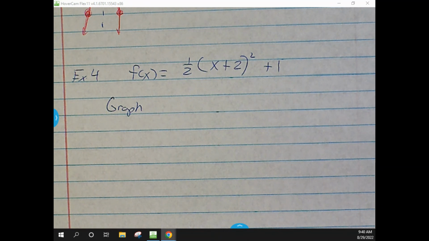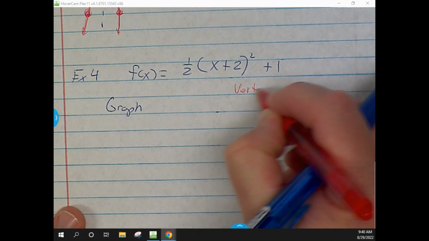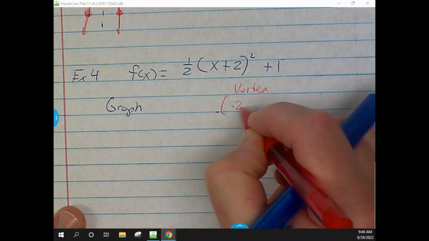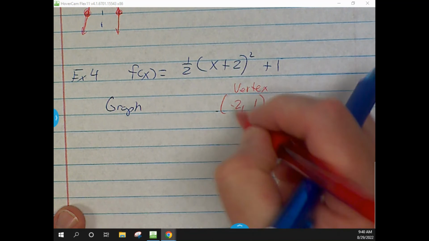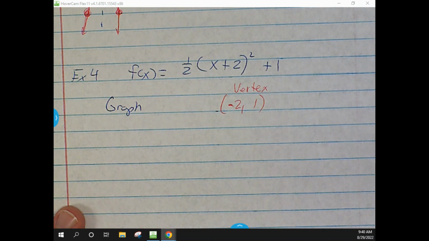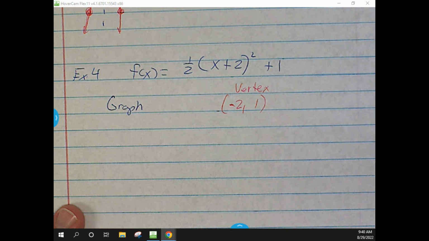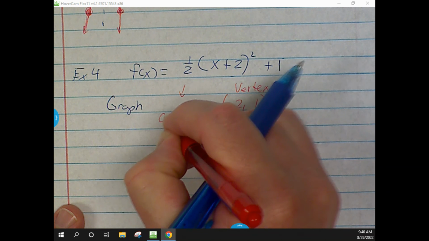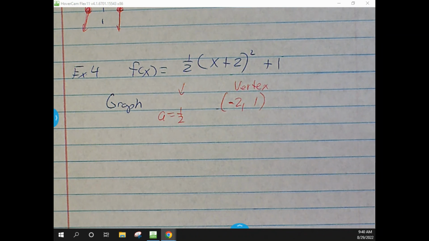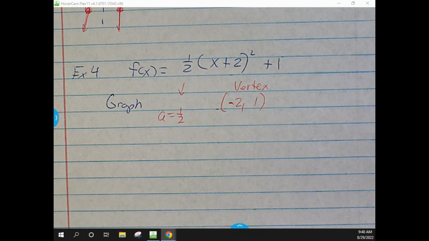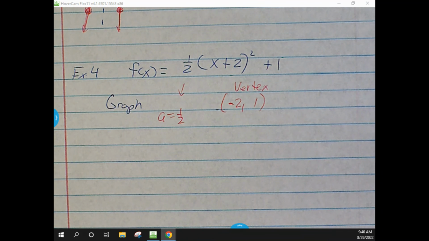All right, if you graph it, you have to have the vertex. So that part of it we still need. When we get the vertex here, it's at -2, +1. It doesn't matter what you do, anytime it says graph, you have to get the vertex every single time. All right, the a value is 1/2. Now here's where the shortcut does not work. If the a value is a fraction, you cannot use the shortcut. It will give you the wrong answer because it only works for whole numbers.